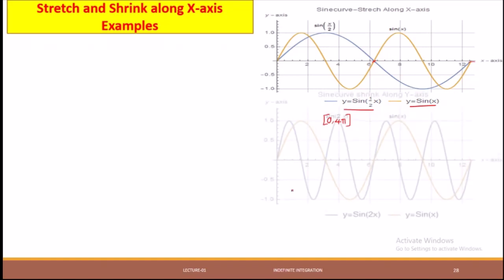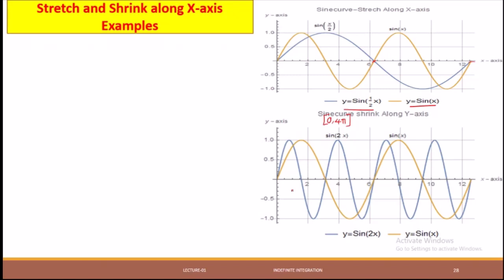Now let us understand one more example. Again, the same graph is plotted in the interval 0 to 4 pi. If you observe the graph of sin x and the sin 2x graph, the sin x graph is represented with the orange color curve. It has completed 2 cycles here. One cycle is from 0 to 2 pi and the other cycle is from 2 pi to 4 pi.